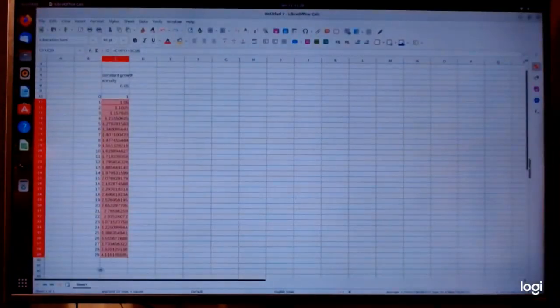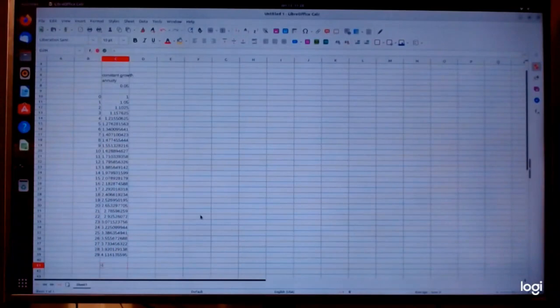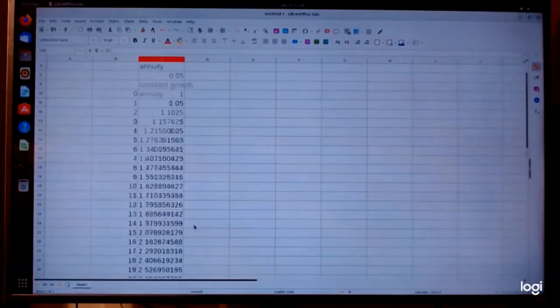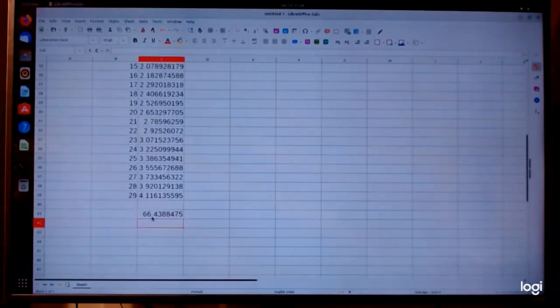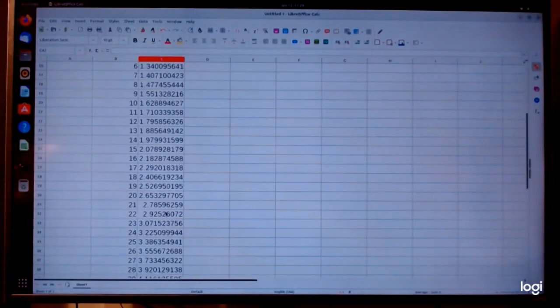And we just need to come down here and sum the C10 through C39. And that will be the sum of a constant growth annuity starting with 1 unit. Let's see, now can I blow that up just a little? Okay, so let's go up here.